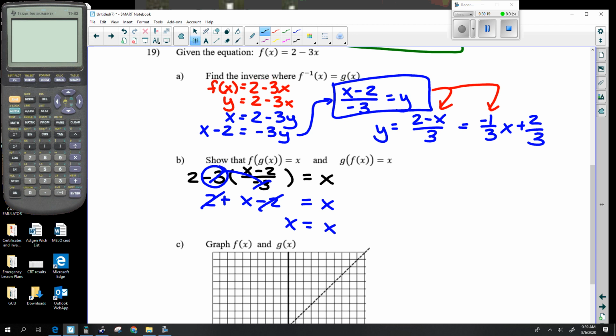The second part is g, which I have as x minus 2 divided by negative 3. And the f is inside the g, and again, that is 2 minus 3x. I'm going to show that this is indeed equal to x. Dealing with purely the numerator, I see that positive 2 cancels negative 2, so this is negative 3x over negative 3. X is equal to x.